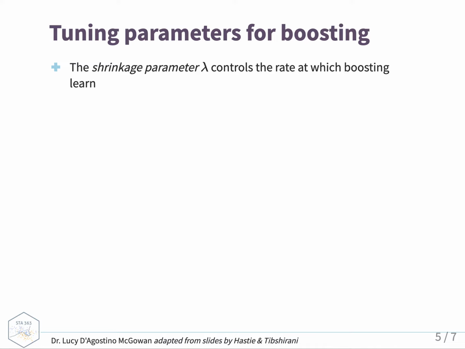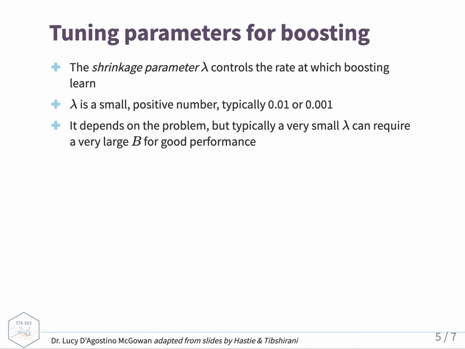The shrinkage parameter lambda controls the rate at which the boosting will learn. Lambda is usually small, a positive number. Typically, it's something like 0.01 or 0.001. Again, you can tune this, but the conventions tend to work pretty well. It also depends on the problem, but typically a very small lambda can require a very large B for good performance. So these are interrelated, and that needs to be kept in mind as well.